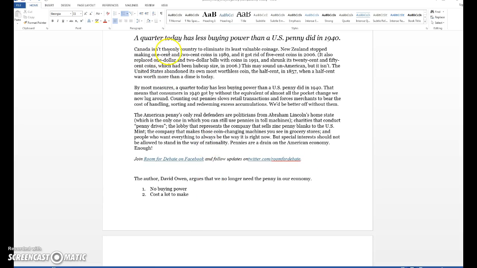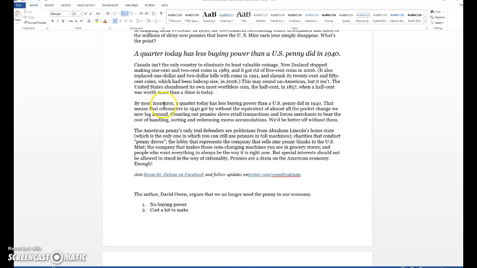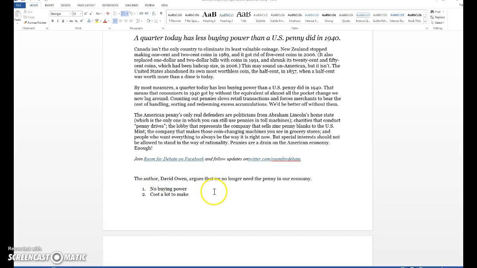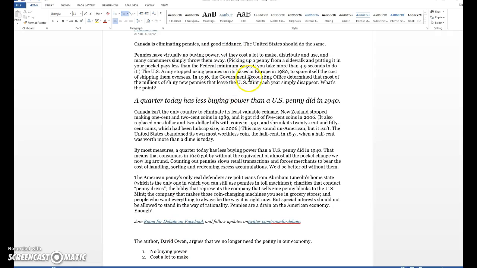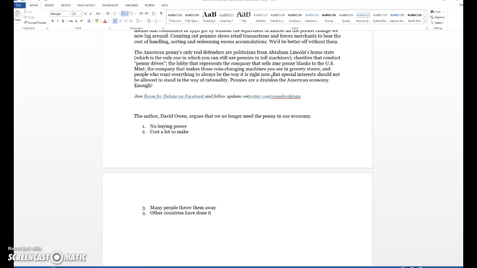So, you know, here he's elaborating on that point down here. Other countries have done it. Here he was elaborating on this no buying power. He doesn't really elaborate on the costs a lot to make. He doesn't really tell us how much it costs to make them. So that might not be one of his strongest points, even though he mentions it.